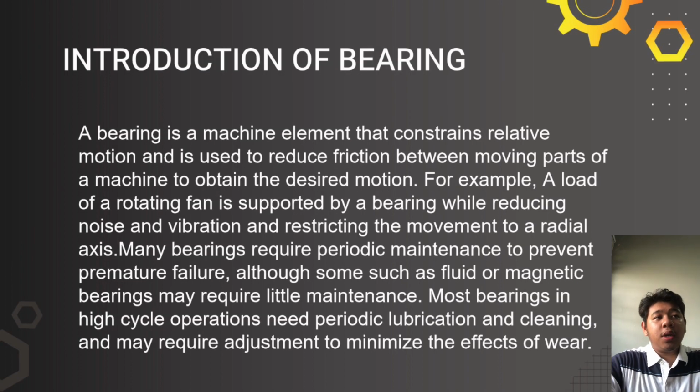This slide is about the introduction of bearing. A bearing is a machine element that constrains relative motion and is used to reduce friction between moving parts of a machine to obtain the desired motion. For example, a rotating fan is supported by a bearing while reducing noise and vibration and restricting the movement to a radial axis.